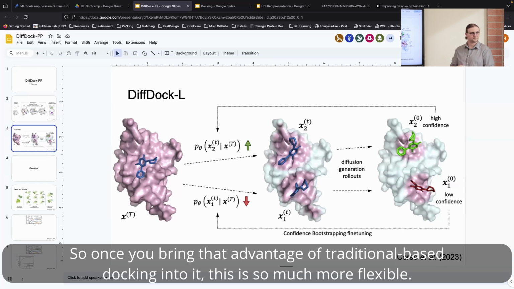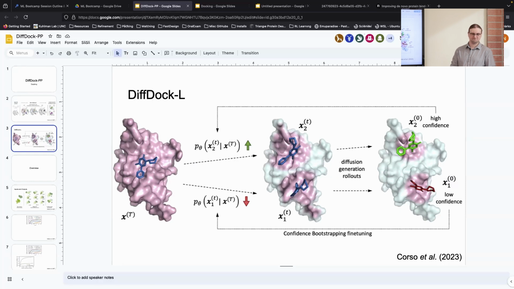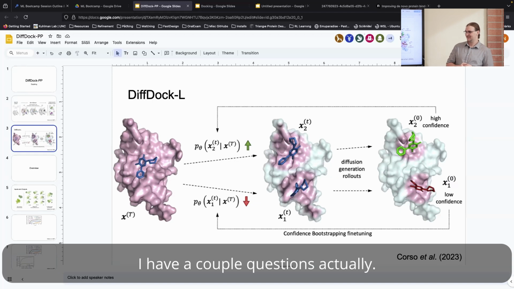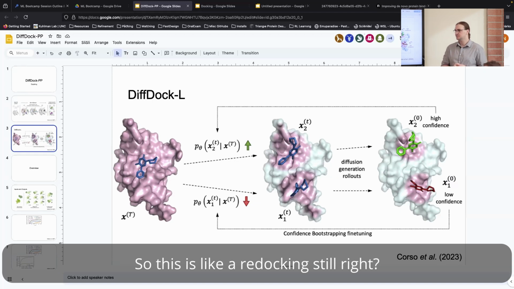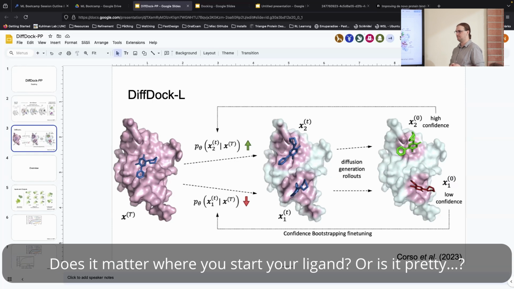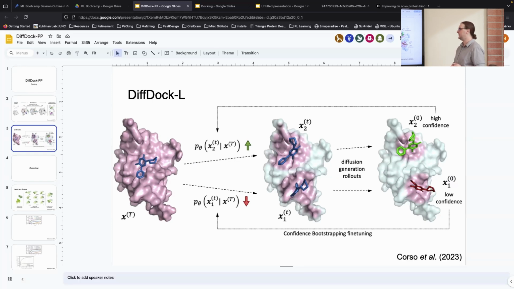So once you bring that advantage of traditional based docking into it, this is so much more flexible. Okay, I can see that. I have a couple questions actually. So this is still a redocking method, right? Does it matter where you start your ligand? Not really. It should sample enough global space that it doesn't really matter where it's initialized.